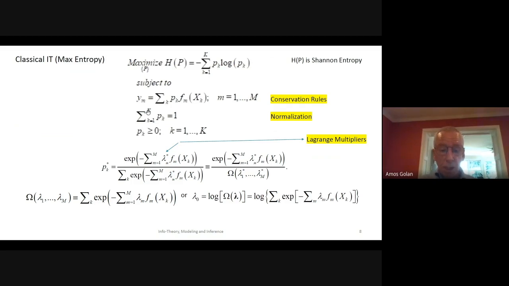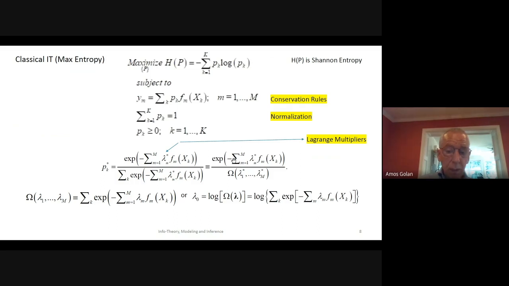Now, to solve it, one follows the classical idea of Lagrange, the Lagrangian approach. So we form a Lagrangian, which means that we will have a Lagrange multiplier associated with each one of the constraints. So it will be m associated with this and 1 associated with the normalization. This is what I called here the lambda. And once we go through the derivation, we get the solution, which is the exponential distribution.